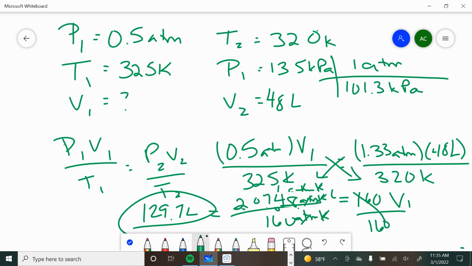Okay. So make sure you're changing Celsius to Kelvin. Make sure all of your units are the same unit. They have to be converted to the same unit. Okay? Next.